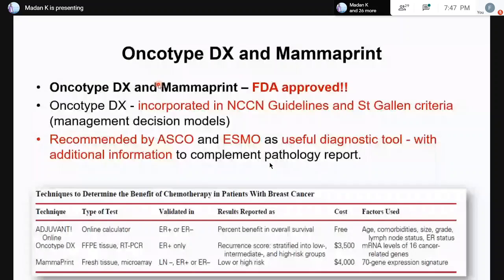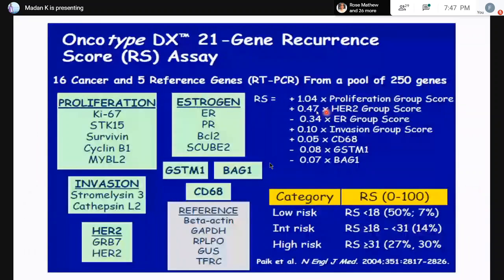So this is about Oncotype DX. This is a 21 gene signature assay, and based on this 21 gene signature, a risk of recurrence score is calculated. Of the 21 genes, 16 are related to cancer and 5 are reference genes. So these are the set of cancer related genes, and these are the set of reference genes. With the gene expression, the scoring system is derived, which scales from 0 to 100. Based on this, the patients are categorized into low risk, intermediate risk, and high risk.